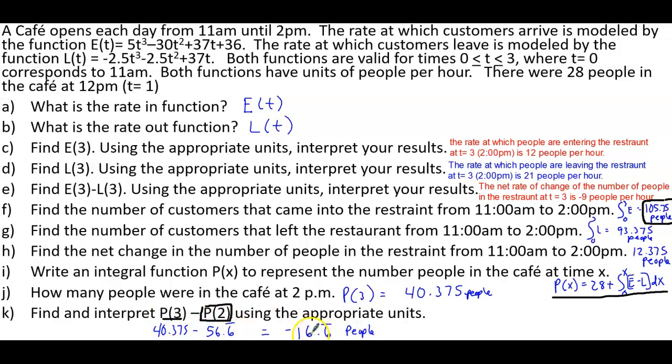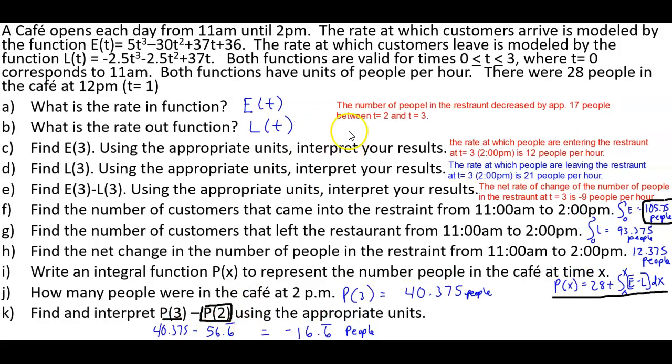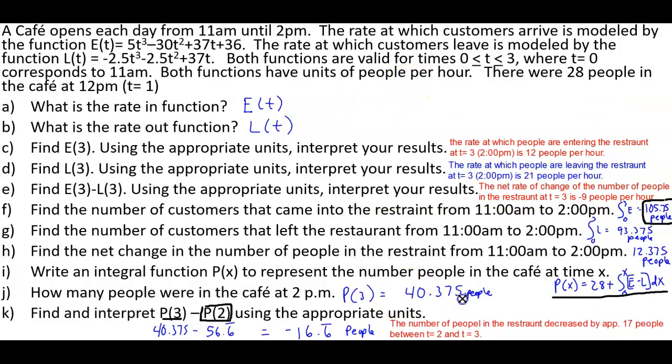And then the final thing is the interpretation of this last part here, which I'll type up top now. It is the number of people in the restaurant decreased, because it's negative, by approximately 17 people, if you round 16.6 to the nearest number, between t equals 2 and t equals 3. So that would be the interpretation for the last problem there. Just had trouble squeezing it in earlier, but there it is.